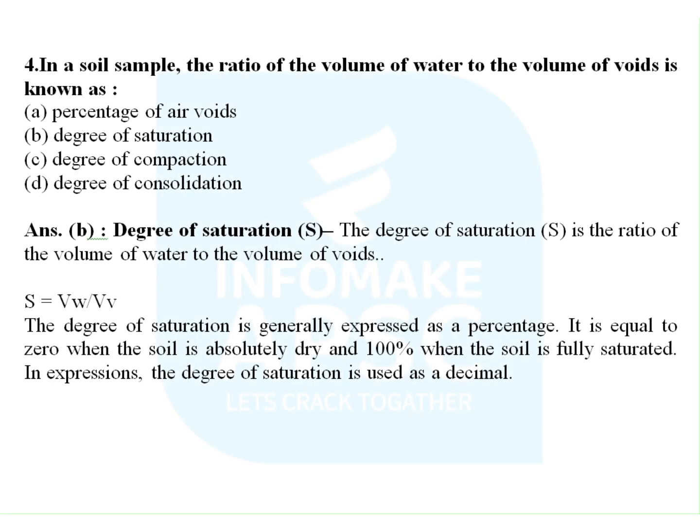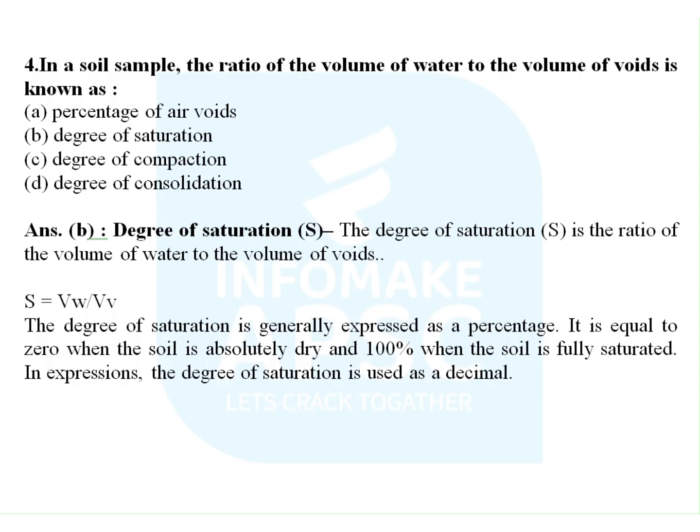Question number 4. In a soil sample, the ratio of the volume of water to the volume of voids is known as A. Percentage of air voids. B. Degree of saturation. C. Degree of compaction. D. Degree of consolidation. So the correct answer B.